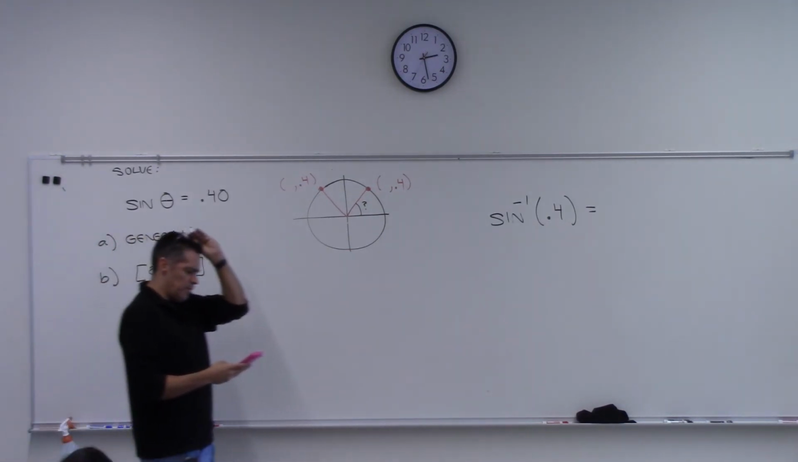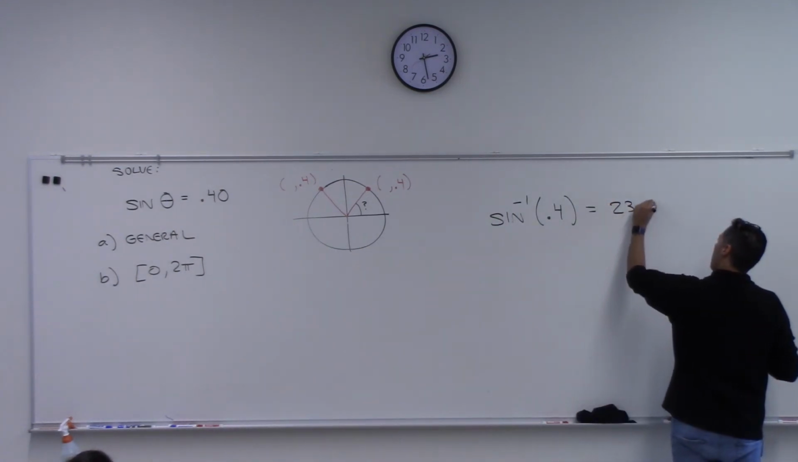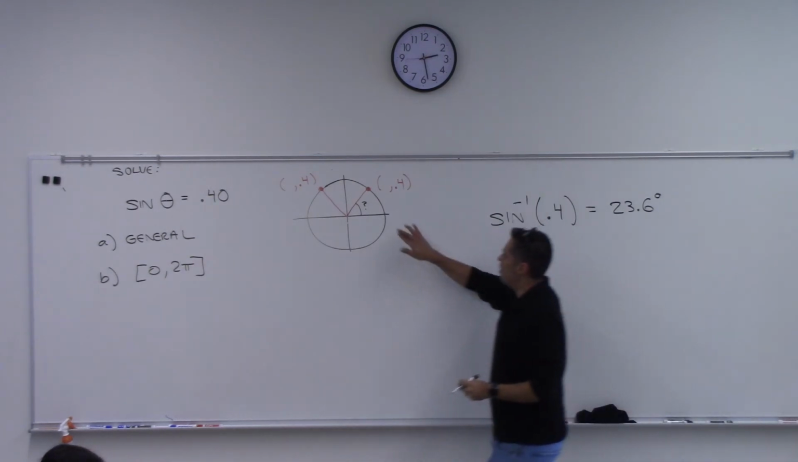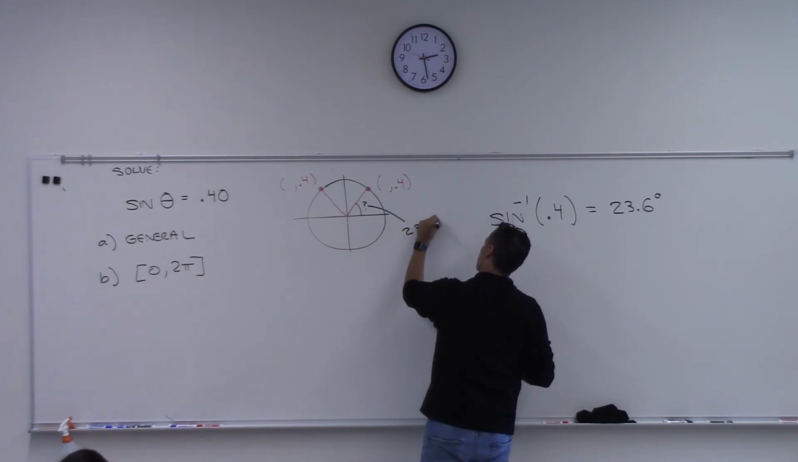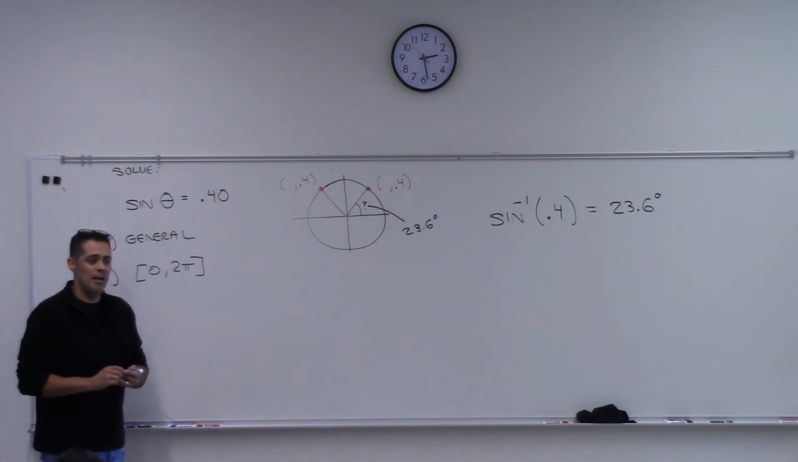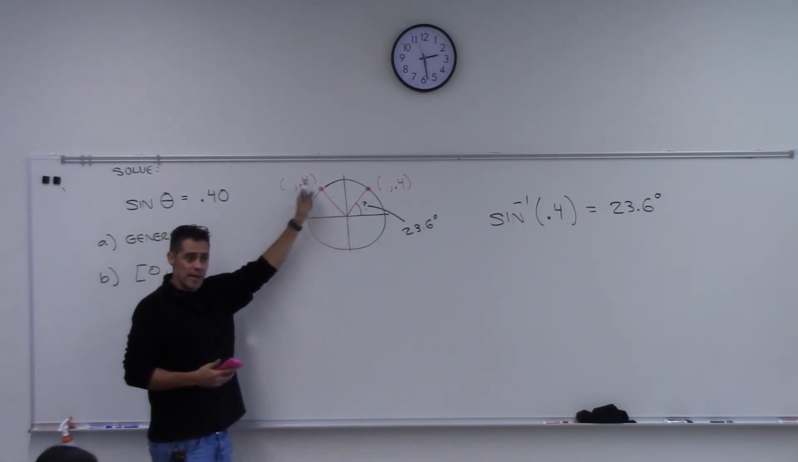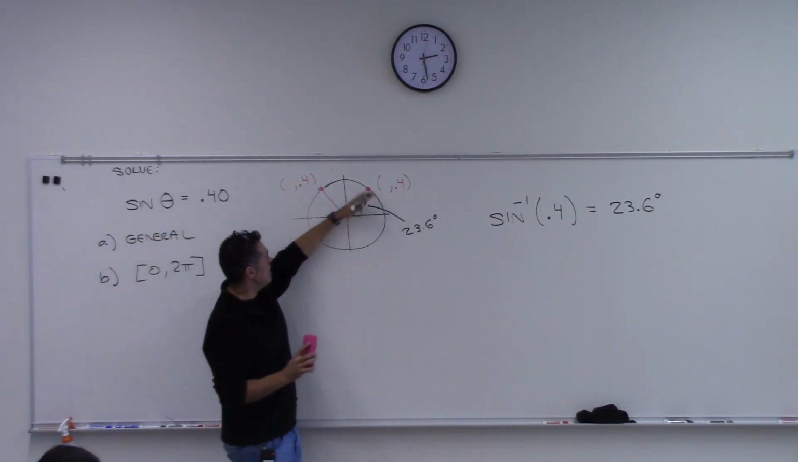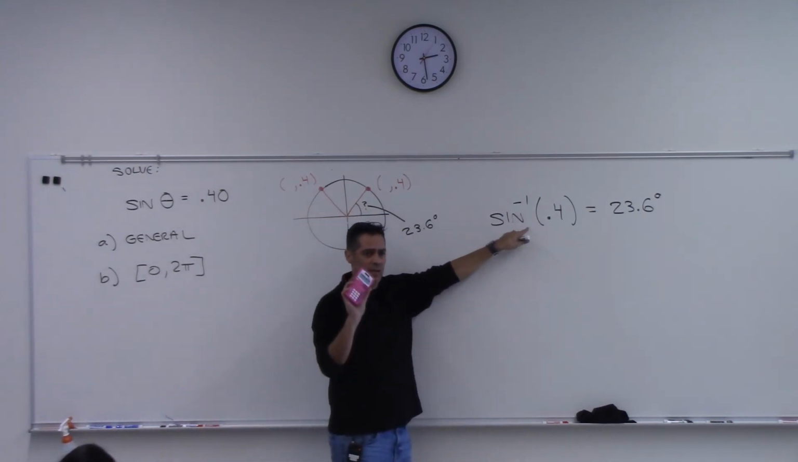23.6, yeah? 23.6 degrees, approximately. Well, that's this angle, right? This angle I didn't know? That's 23.6 degrees. That's that one. But I'm missing an angle, right? What angle am I missing? The one over here, right? This calculator is only looking between pi over 2 and negative pi over 2 because that's the restriction on this trig function, or the inverse trig function.